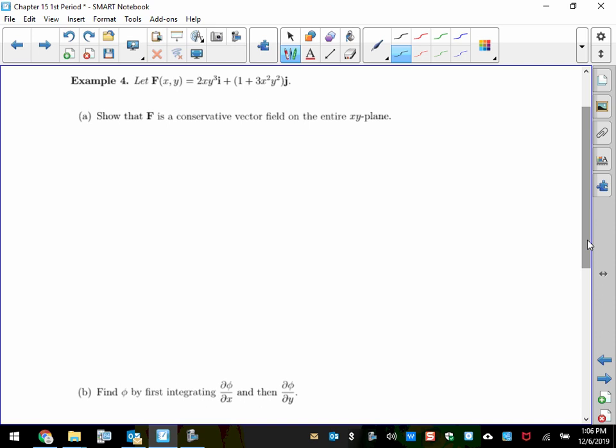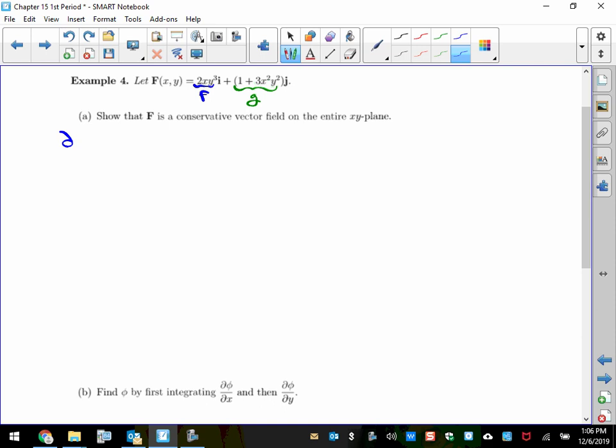Example 4 says let F be this field. Show that F is a conservative vector field in the entire xy plane. So let's take the partial. We'll have to label our component functions. This is f, and we'll label this one with g. The reason I'm labeling the component functions here is because they didn't label them. If I start talking about lowercase f and g, it's going to be confusing. What is f and what is g?